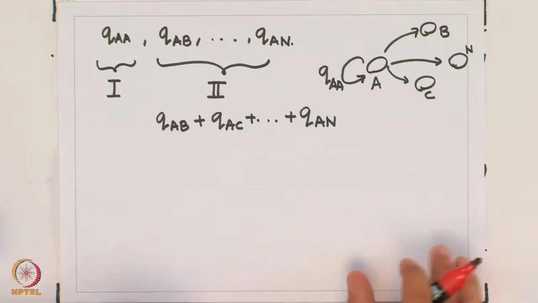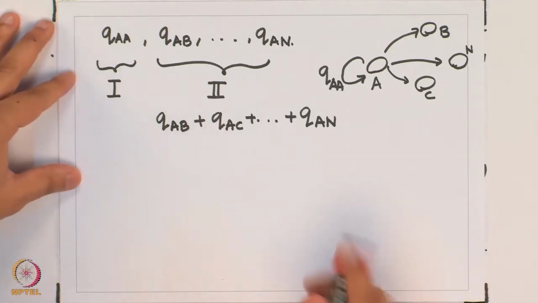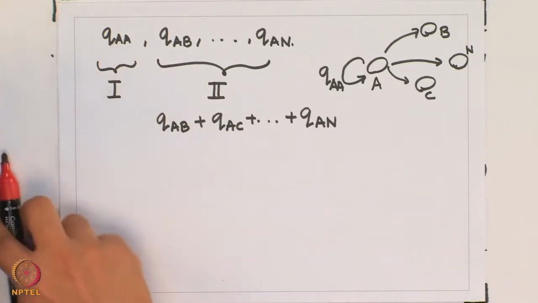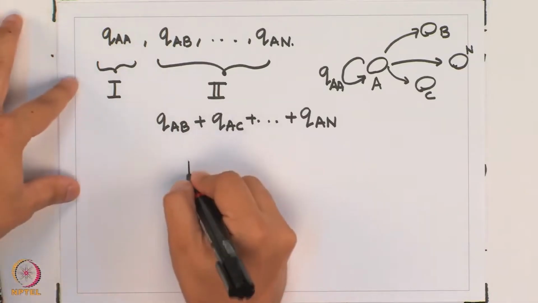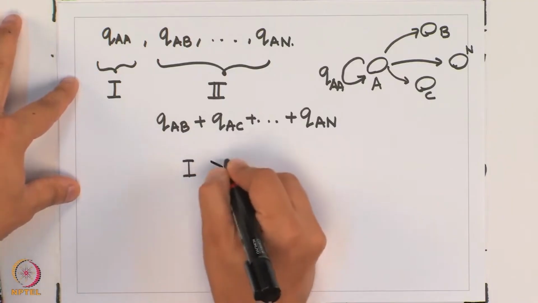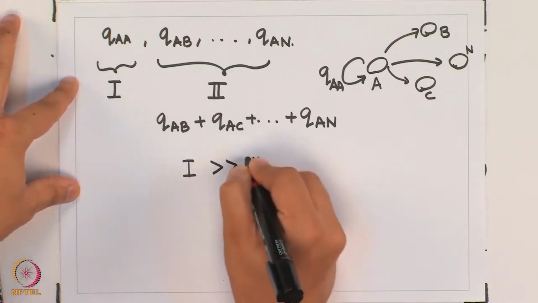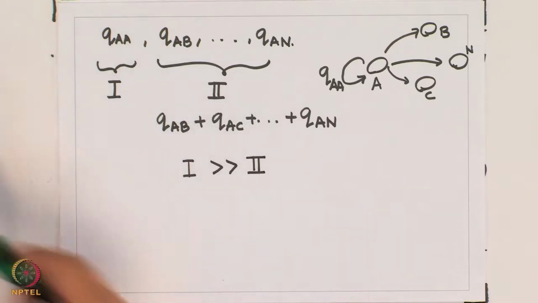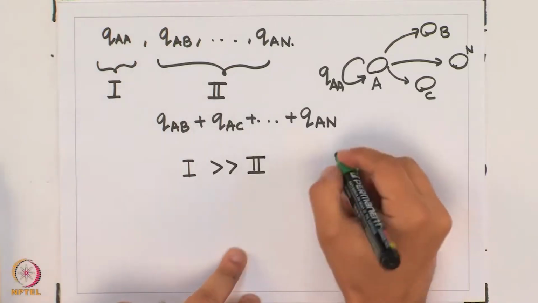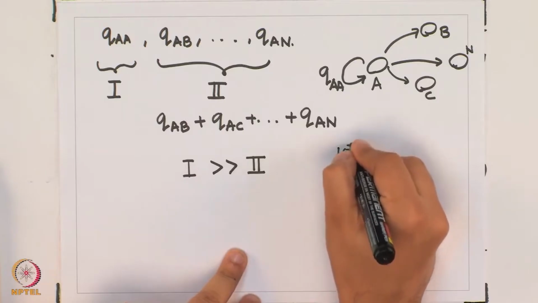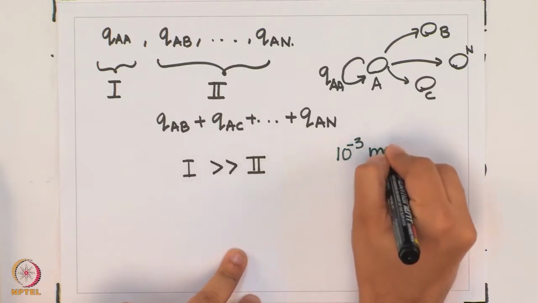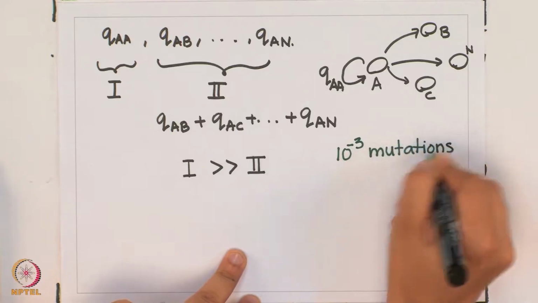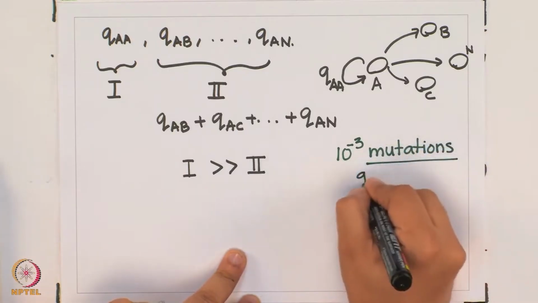If you've thought about this, what should become apparent to you is that what we have talked about so far suggests that 1 is much bigger than 2. And that's because if you remember the E. coli mutation rate that we were talking about, which was 10 to the power minus 3 mutations per genome per generation.